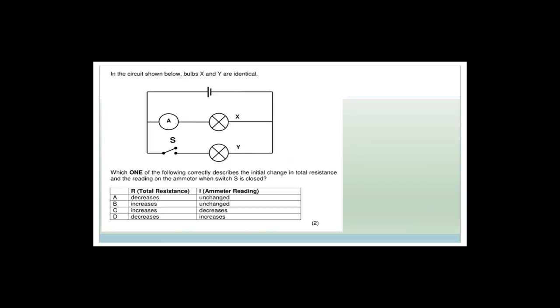It says, in the circuit below, bulbs X and Y are identical. Which one of the following correctly describes the initial change in total resistance and the reading of the ammeter when switch S is closed? Do you agree that when switch S is closed, the resistance overall is going to go down? It has to, because now we've got two lanes. So what is going to happen to the current? The current has to increase because now we can go faster through the circuit. So therefore, the correct answer is D.